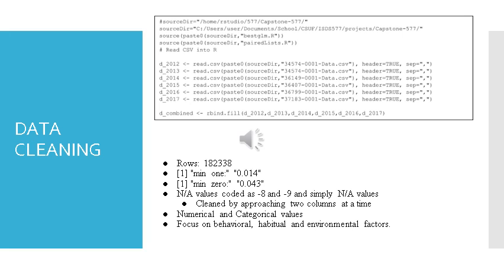While browsing through the datasets, we found that there were a lot of NA values. The NA values were often coded as -8 and -9. The dataset had both numerical and categorical values. We mainly focused on behavioral, habitual, and environmental factors for the datasets.